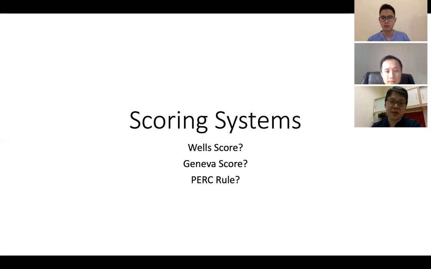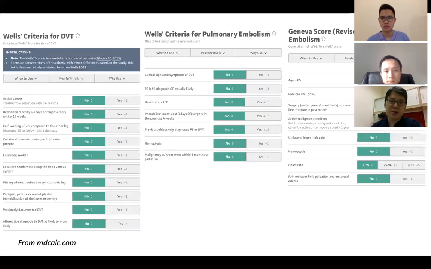Geneva and PERC are both used for PE. I found that Geneva is a bit more granular, but it is a bit more difficult to use the Geneva score for outpatients. You shouldn't be using that for inpatients. As long as you suspect the inpatient has PE, you have to scan the patient.